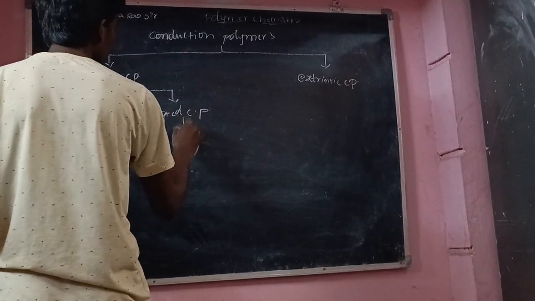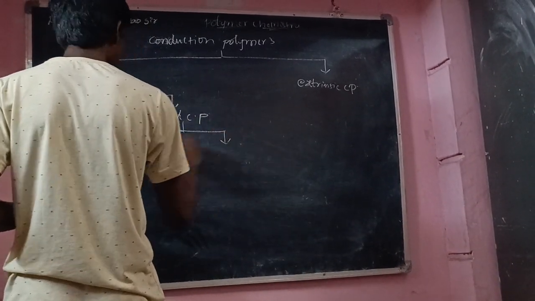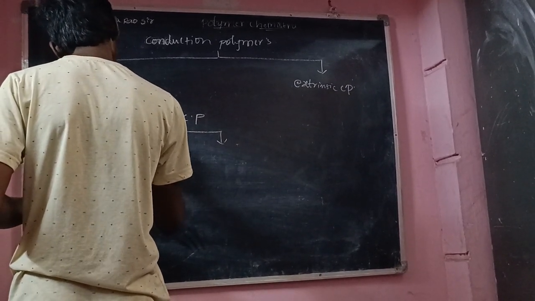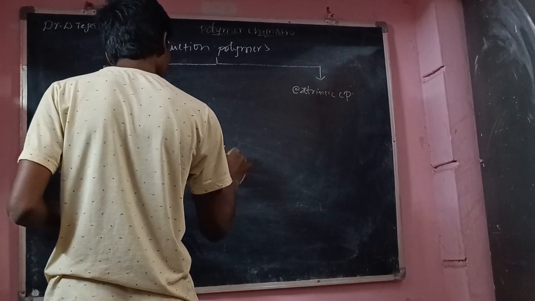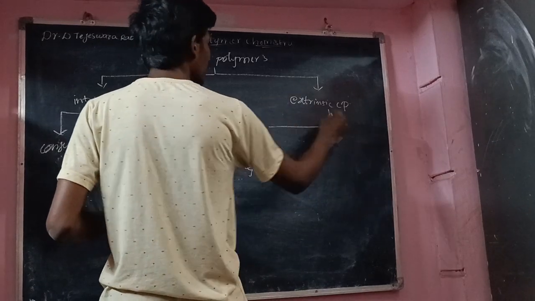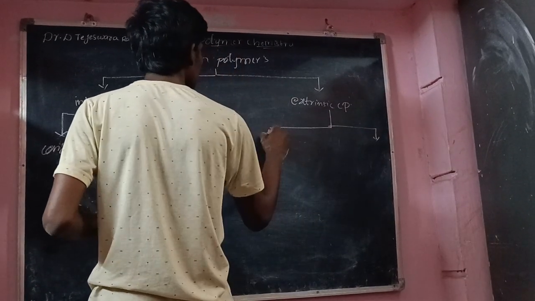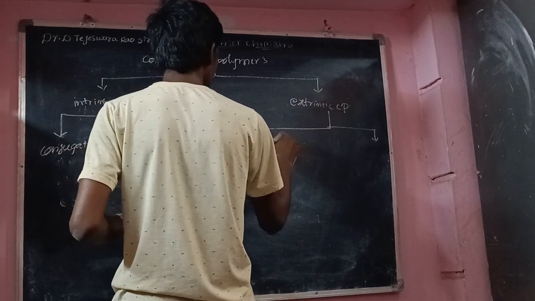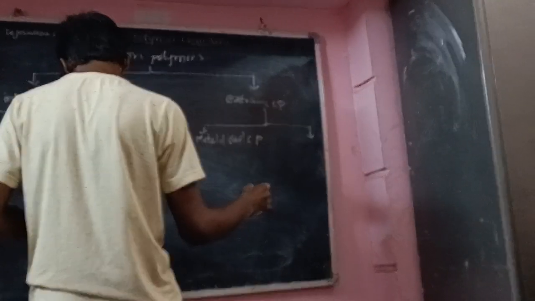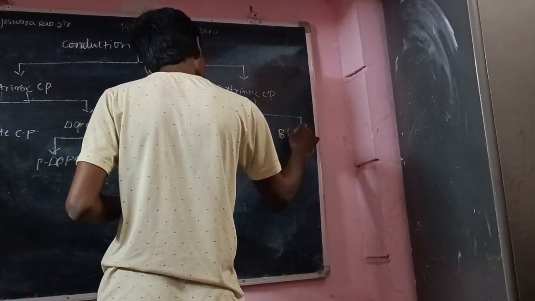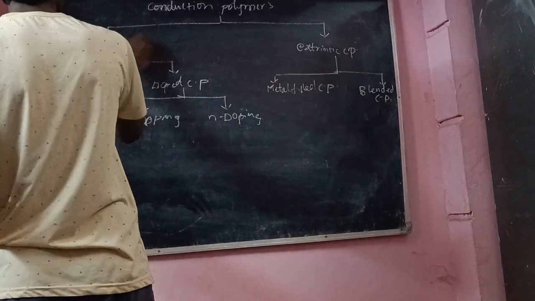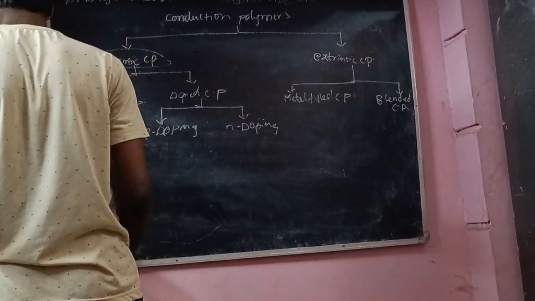And again, these doped conducting polymers are classified into two types: p doping and n doping. And extrinsic conducting polymers are classified into two types: metal filled conducting polymers and blended conducting polymers. Let's discuss the intrinsic conducting polymers.